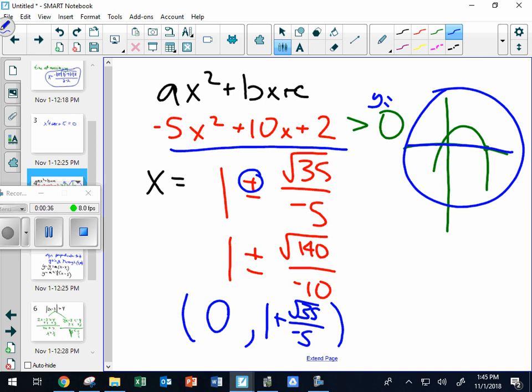Yeah. But what if I changed the question from when was the pumpkin in the air, which implies it's in the air until the height is what? 0. At the moment the height is 0, the pumpkin isn't in the air anymore, right? That's the moment it hits the ground. So what if I change this to, when's the pumpkin up here?